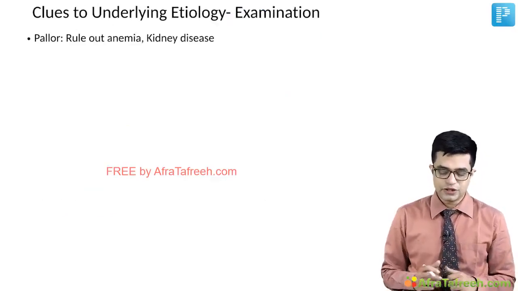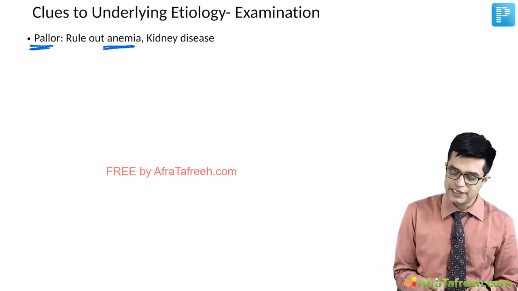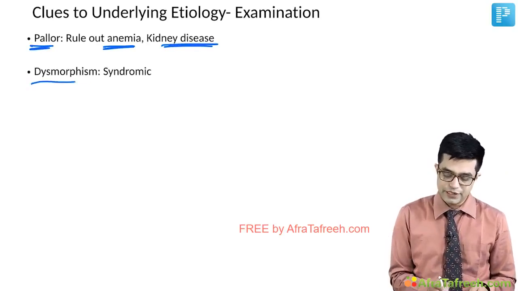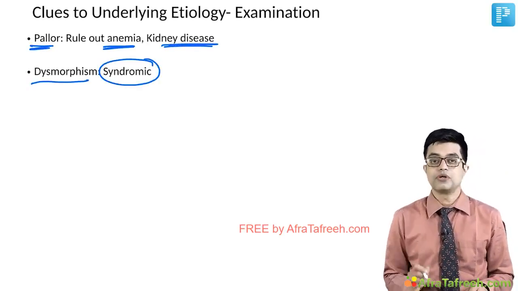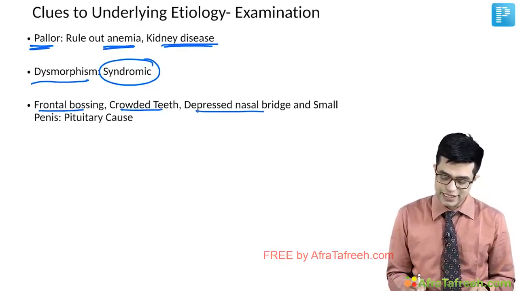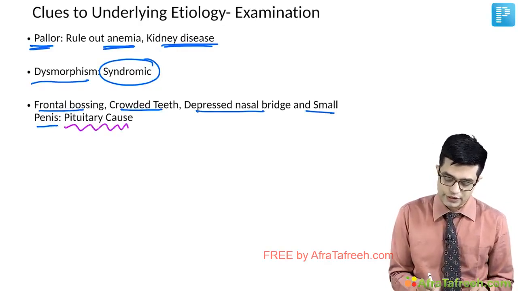Clues to underlying etiology on examination. If you do check for pallor, you need to rule out anemia and chronic kidney disease in the patient. Dysmorphism, if it is present, you think of syndromic causes. In case the patient is having frontal bossing, crowded teeth, depressed nasal bridge and small penis in males, you will think of a pituitary cause, especially growth hormone deficiency.